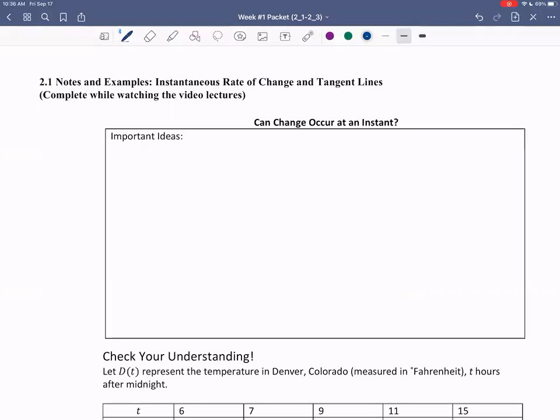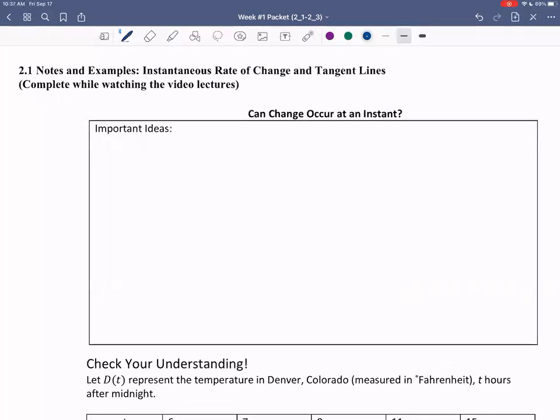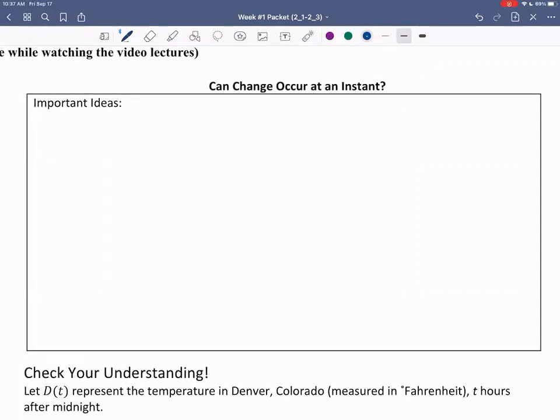Hello, everyone. In this video, we're going to cover the workbook notes on section 2.1, and those are notes and examples on instantaneous rate of change and tangent lines. So let's go ahead and begin. This first box asks us here, can change occur at an instant?